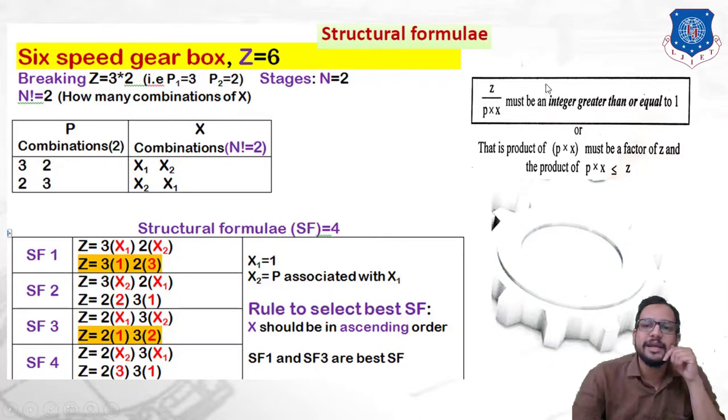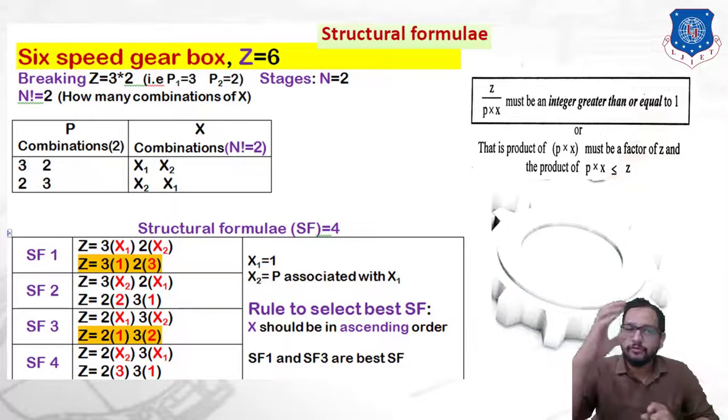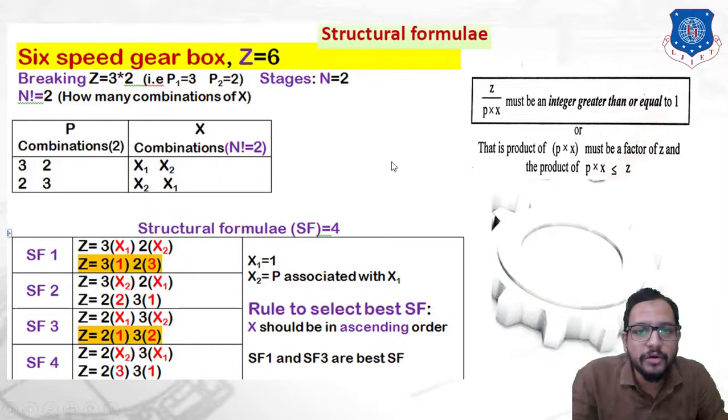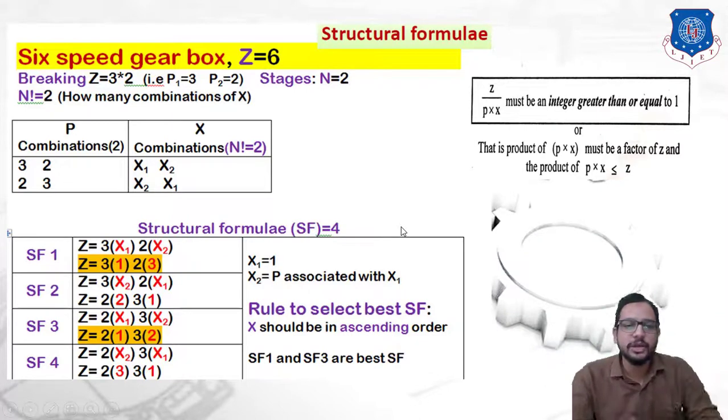Also, you can check that z upon p into x1 is satisfied in both these equations. That is, it is an integer greater than or equal to 1, and similarly the product p into x would be less than or equal to z. So this is how we are going to determine the optimum structural formula. First we list out the different structural formulas which could be available for this particular speed, that is 6, and after that we find out the optimum structural formula.